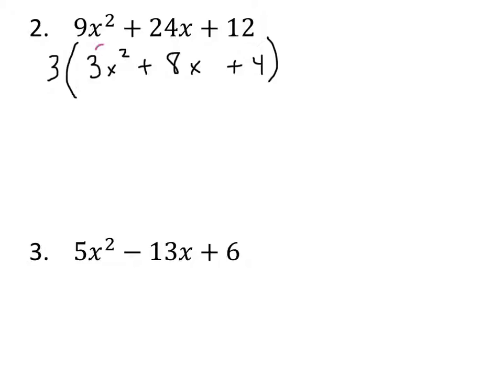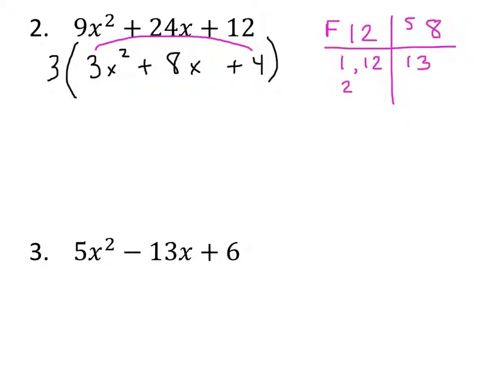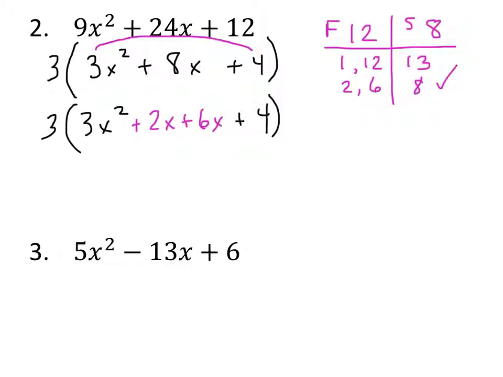Alright, so I multiply a times c, so 3 times 4. I'm going to find factors of 12 that have a sum of 8. Factors of 12: 1 and 12, but that sum is 13, and then 2 and 6, and that sum is 8. Oh, good. So I'm going to bring down the 3 in my big parentheses, and I'll bring down the 3x squared, and instead of writing 8x, I'm going to write plus 2x plus 6x, and I'll bring down that plus 4.